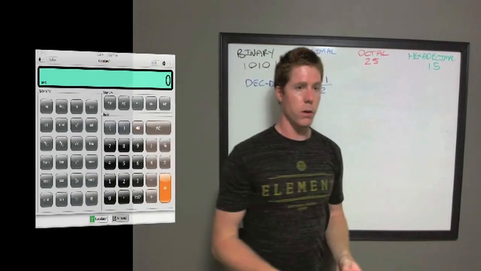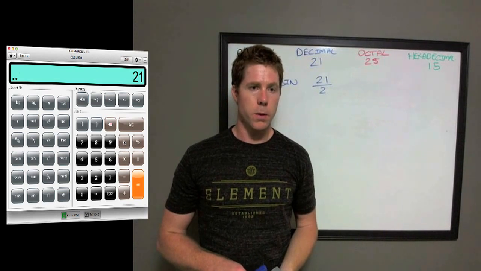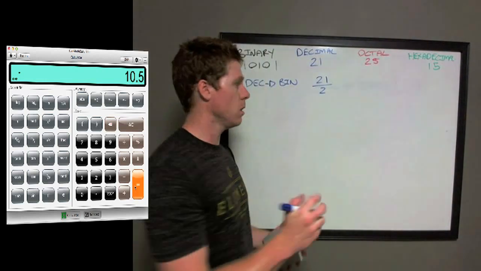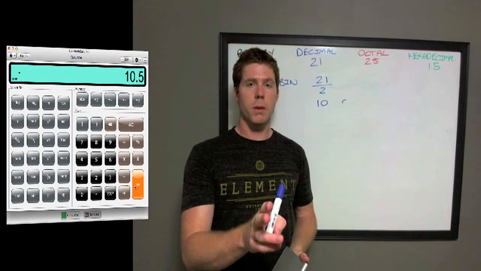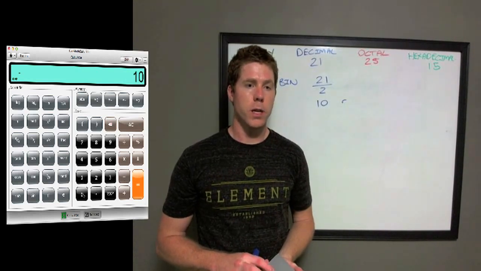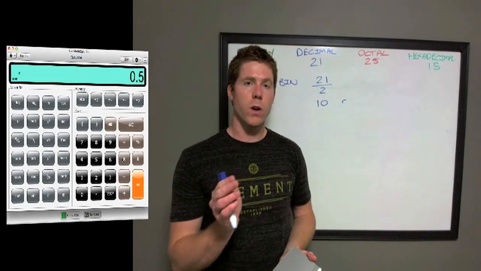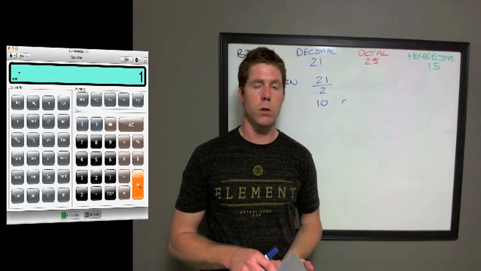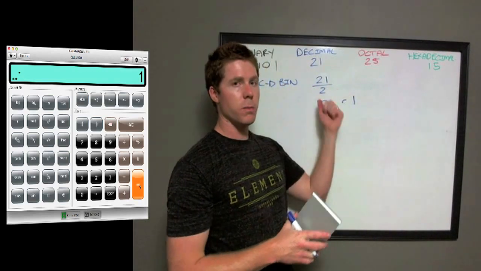So let's have a look at this. 21 divided by 2. We're getting 10.5. So we put the whole number down and then we write down the remainder. The remainder is whatever is after the decimal point. So let's figure that out. Take away the 10 and we're left with 0.5 of 2. So we multiply it by 2 to figure out what 0.5 of 2 is. Pretty easy, it's 1.